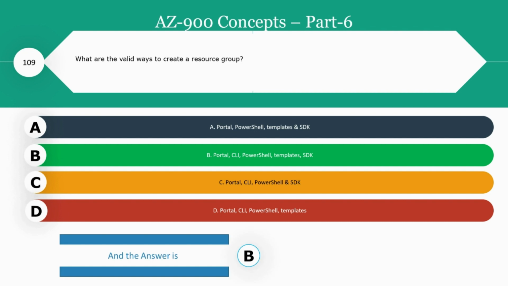That is, you can create a resource group using either Portal, command line interface, PowerShell, the JSON based templates, the ARM template, or using SDK. So these are the different options available to create a resource group, and so the right answer for this question is option B.